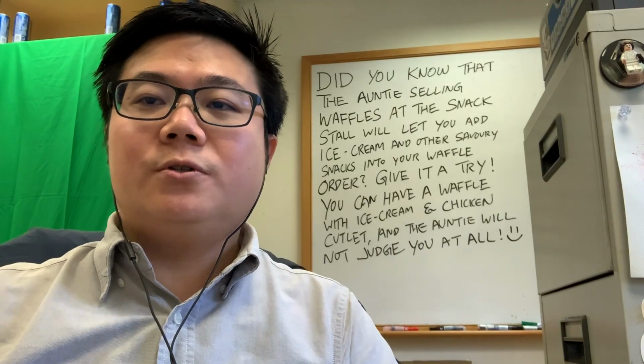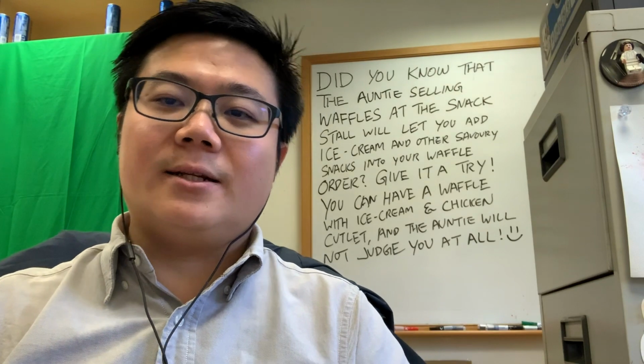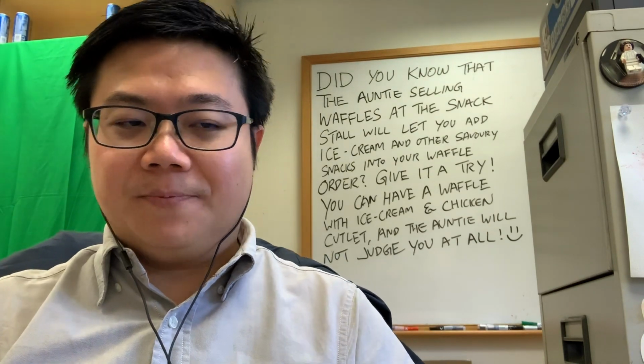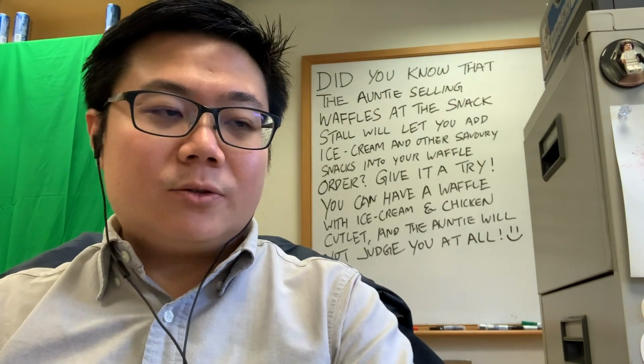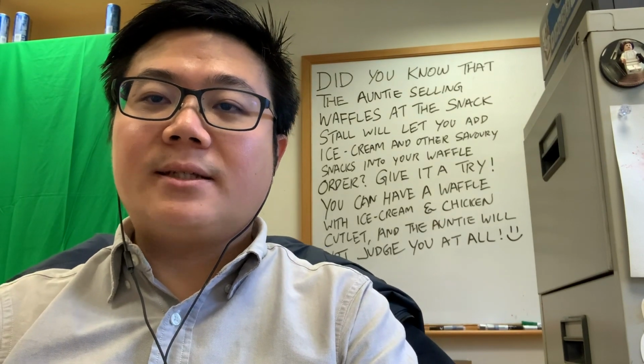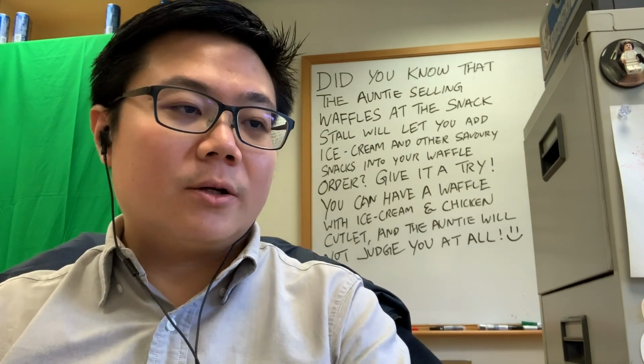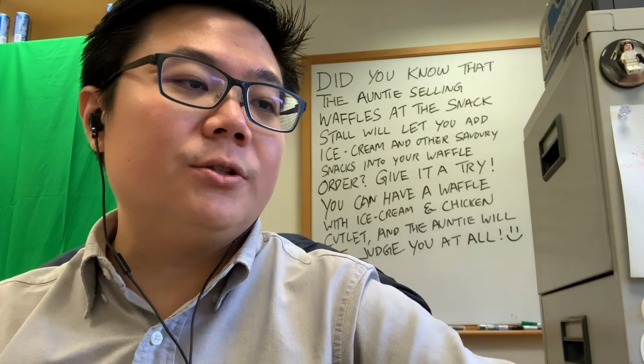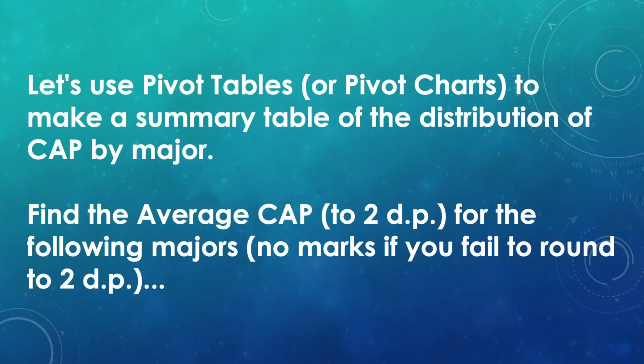Alright, section 2 on pivot tables, part 1. I'm doing another round of recording to demonstrate how to do the Excel in order to answer this quiz question. The question tells you: use pivot tables or pivot charts to make a summary table of the distribution of CAP by major. Find the average CAP to 2 decimal places for the following majors.